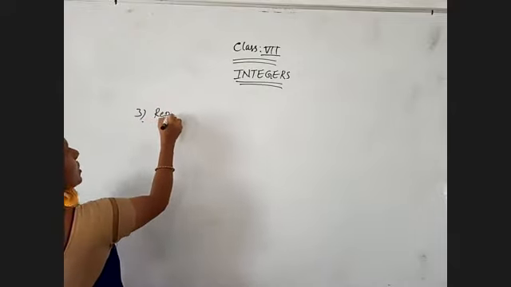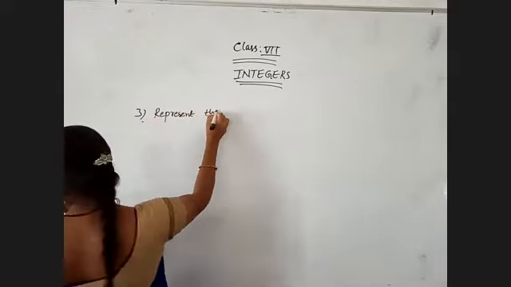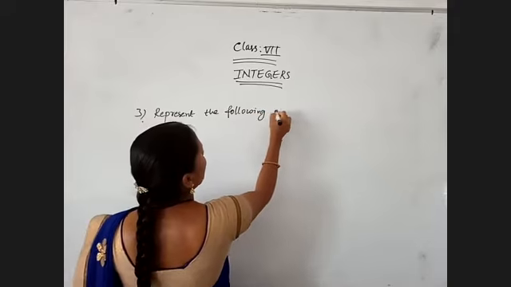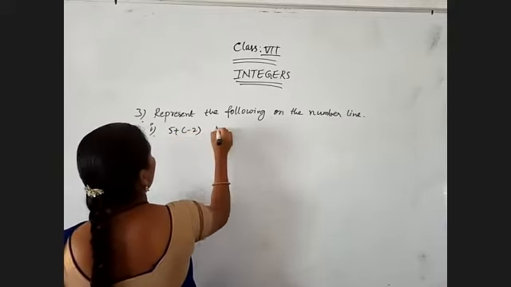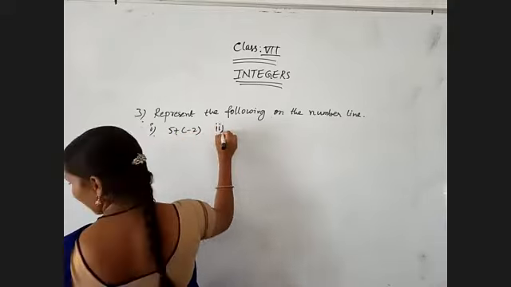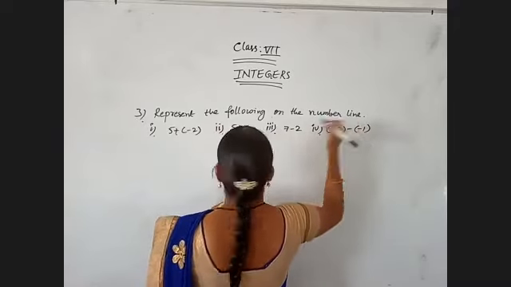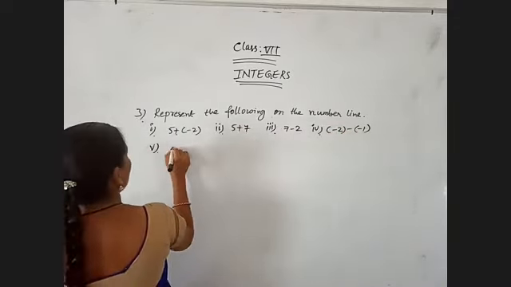Next, represent the following integers using number lines. First one I am taking as 5 plus minus 2, and second one 5 plus 7, and third one 7 minus 2, fourth plus 4 minus 2, fifth one minus 3 into minus 5, then 3 into plus 5, and sixth one minus 2 into minus 8. Okay, like this, I have given some of the questions.